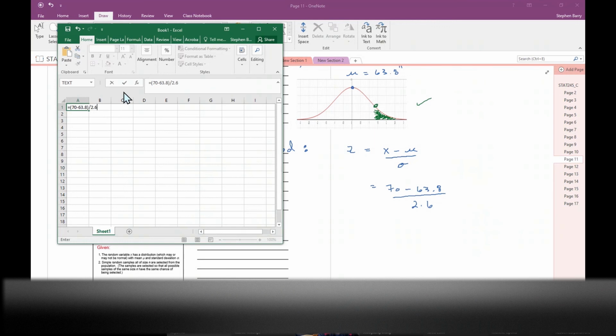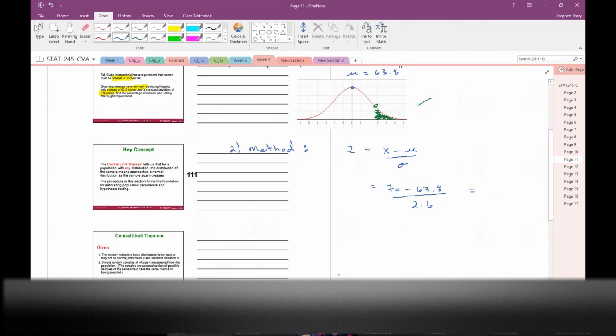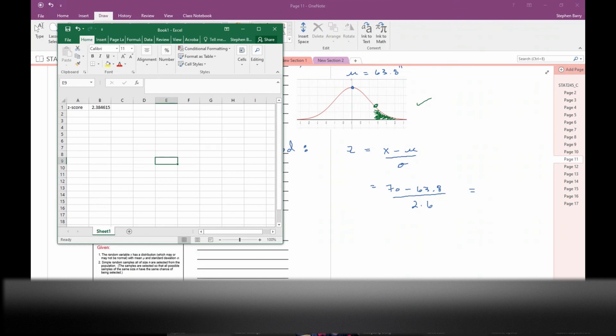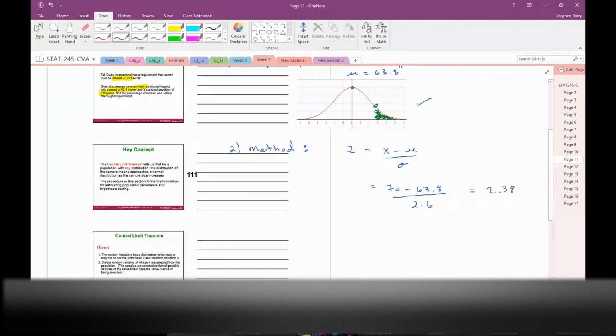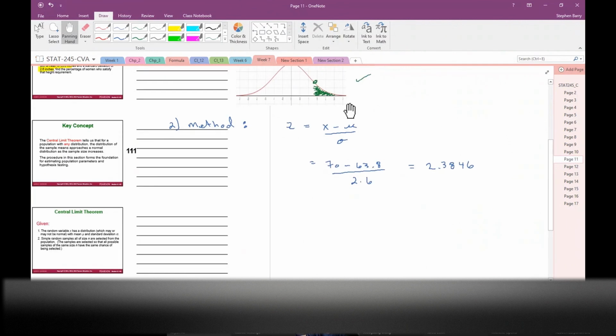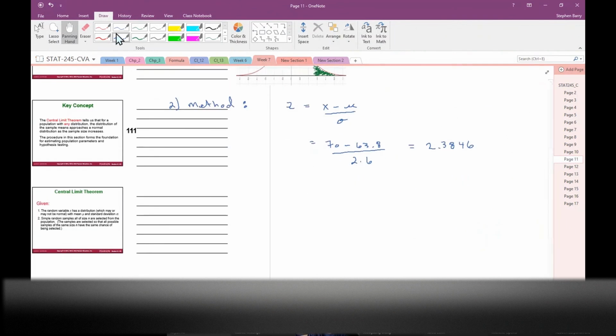You can just use Excel as a calculator. So you have a Z-score now, right? And that's great. 2.3846. Okay, great. So we have a Z-score. And now, that's the only new step, right? So now you just do what we did last class.